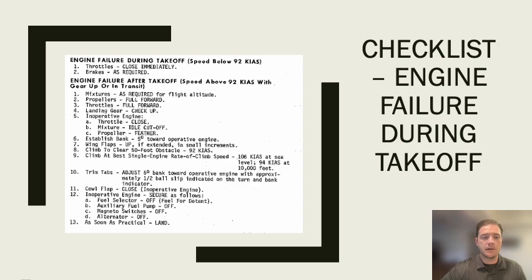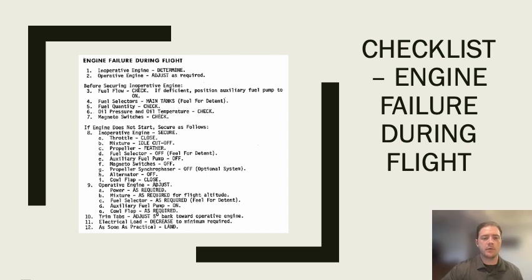Next, just like we talked about in the last slide, we're going to establish bank about 5 degrees toward the operative engine. This is specific to this airplane instead of just the rule of thumb. And next, we're going to be pitching for VYSE, or the best single engine rate of climb, which in our case is going to be 106 knots indicated at sea level, 94 knots at 10,000 feet. From there, we're going to be securing the inoperative engine. We're going to be shutting off the fuel pump, the magneto switches, and the alternator on that one, and then landing as soon as practicable. Next, we can see if we have an engine failure during flight, the methodology for identifying and securing the engine is going to be a little bit different.